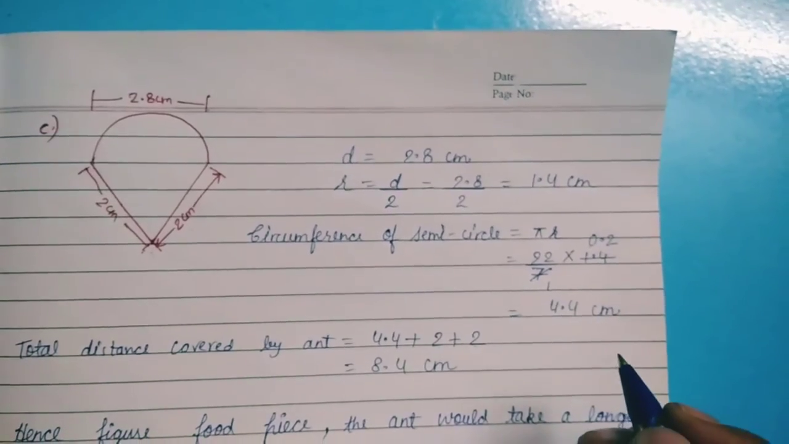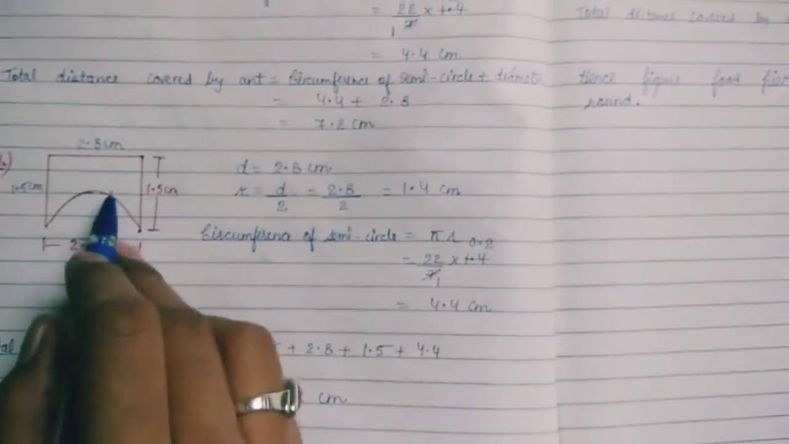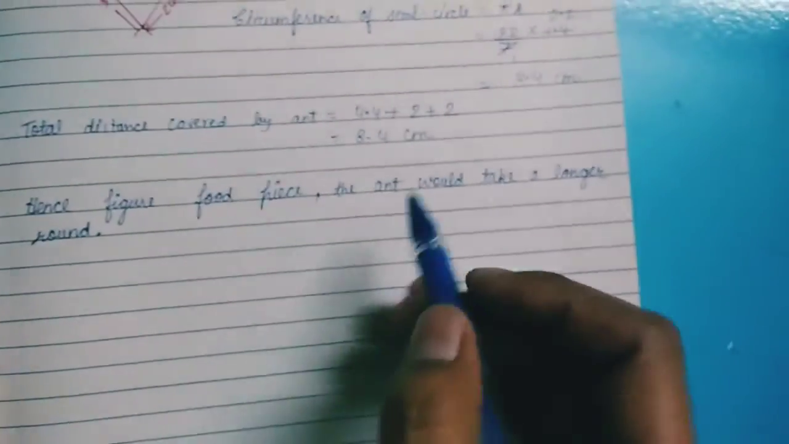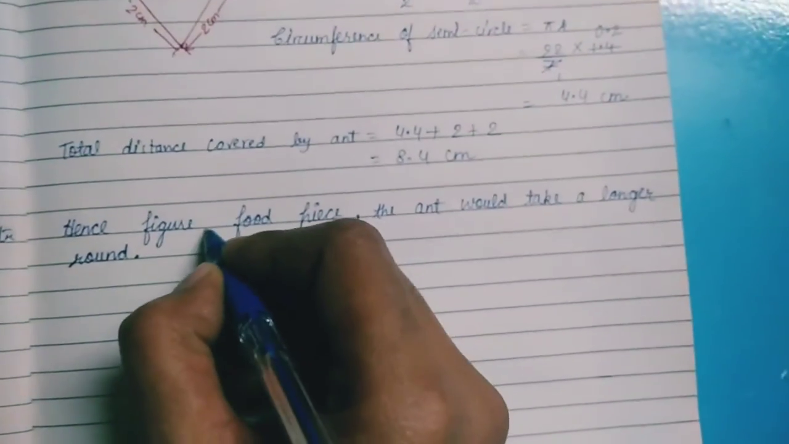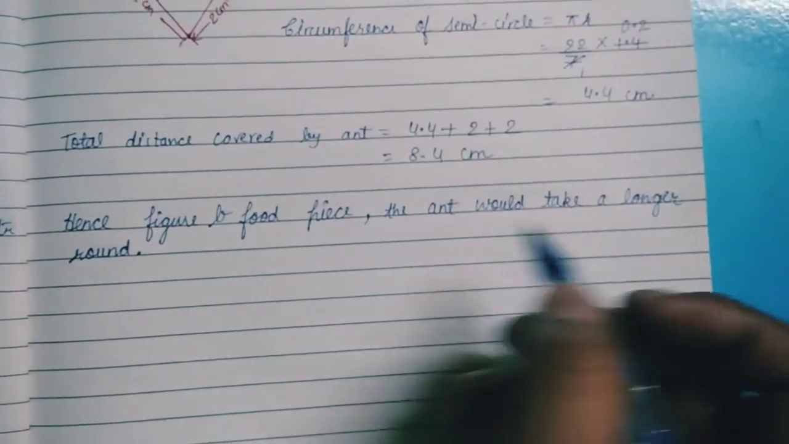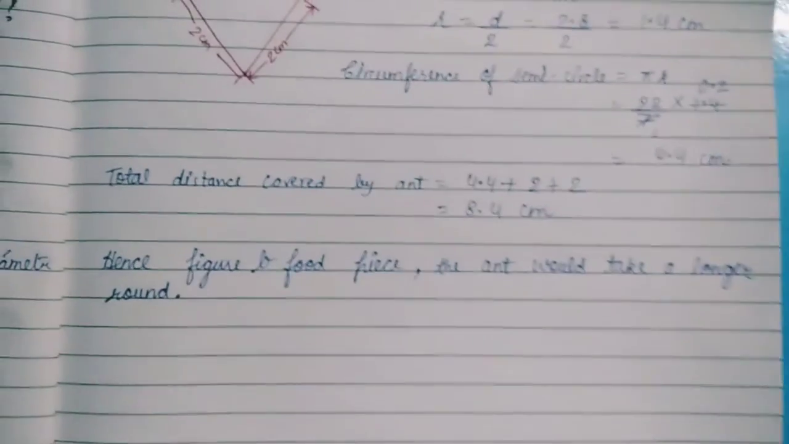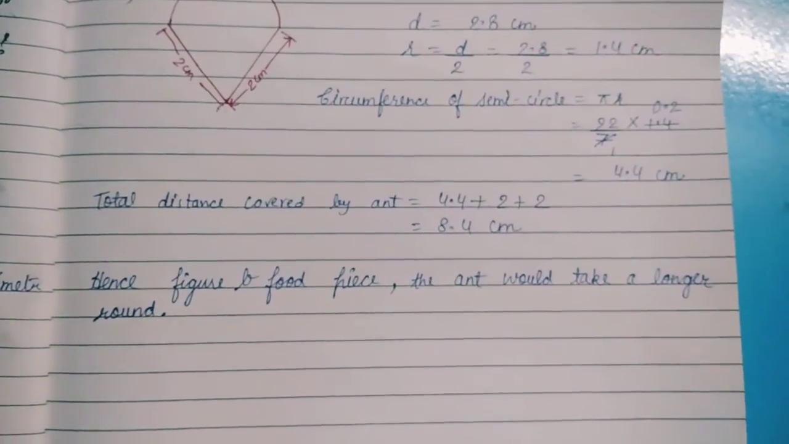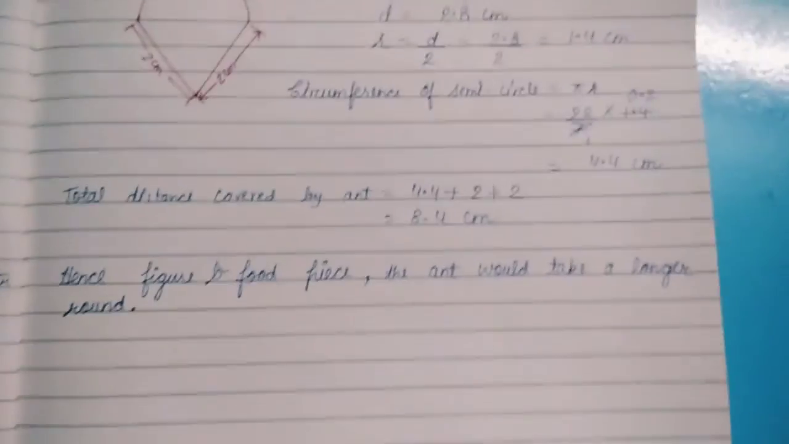So you can see in the figure B, the ant will travel the longest path, so hence for the figure B food piece, the ant would take a longer round. Here we completed our exercise 11.1 of class 8th.